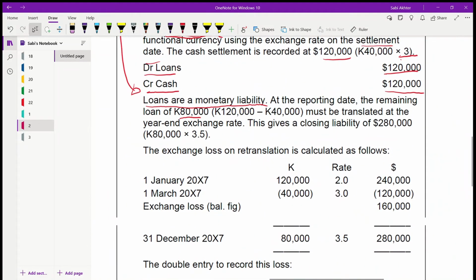Okay, so that 80,000 you have to translate at the year end exchange rate. The year end exchange rate is 3.5. This gives a closing liability of 280,000. That closing liability you need to calculate when you have loans not fully settled. You definitely will have a closing balance. In the before one, part A, we didn't have any closing liability because the loans were paid in full. It's zero. Whatever you debited, you credited. Here we have a closing liability, right?